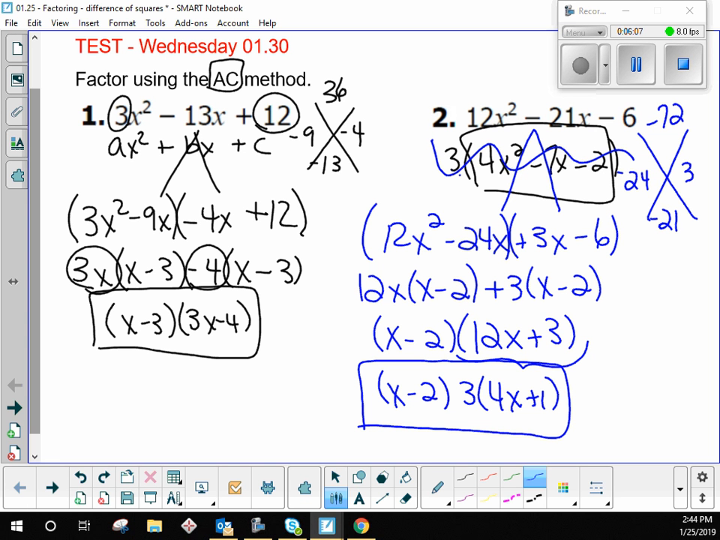So if you didn't pull the 3 out in the beginning, you would just have to recognize to pull it out at the end is all. So always in your mind be checking if anything has a GCF that needs to be factored out. All right?